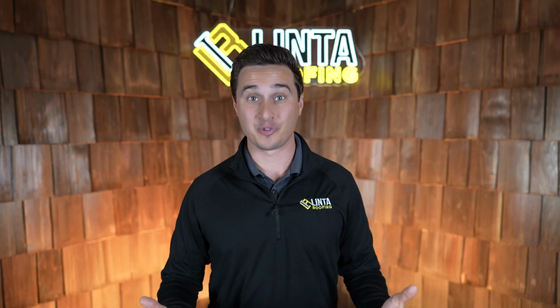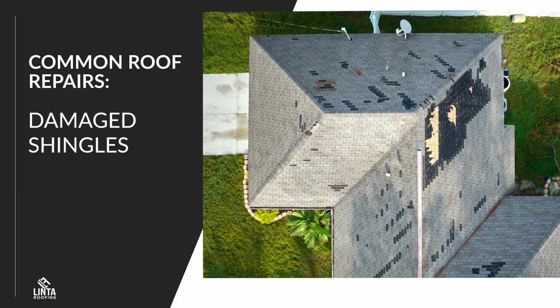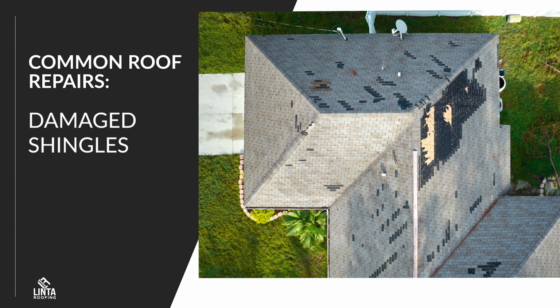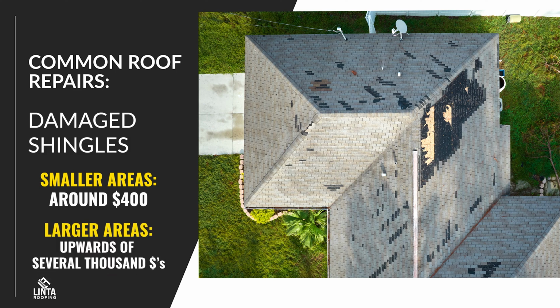Now, let's talk about roof repairs. There's a wide range of pricing for roof repairs. In order to simplify this, we want to give you some examples of pricing for the most common roof repairs. First up, damaged shingles. If you have just a couple of shingles missing, it's likely you'll pay about $400 to have those shingles replaced. If you have a large area, you could pay upwards of several thousand, depending on how many shingles are missing or damaged on your home.